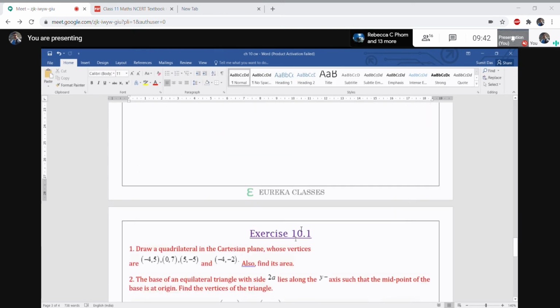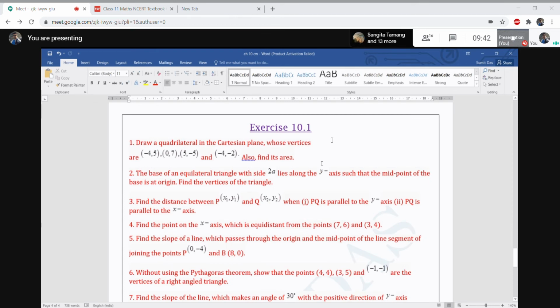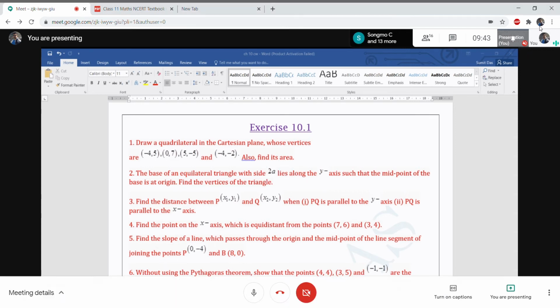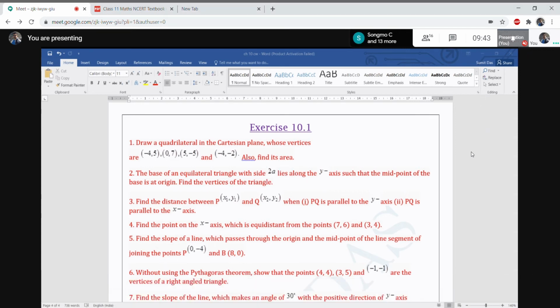So let's move on to our exercise. Up to question number 4 or 5, I will not do by myself. I'll give them as homework. I'll do only questions 1 and 2 of these, because all these questions are from the previous formulas you learned in class 10.